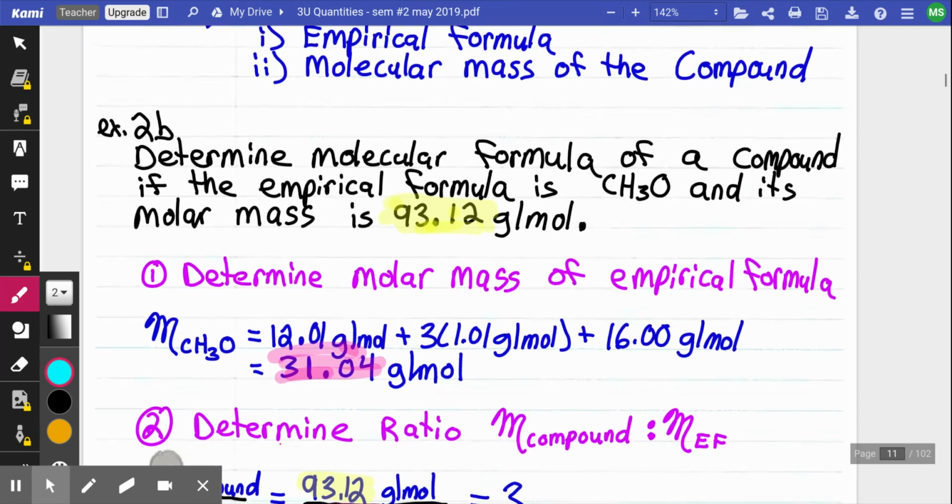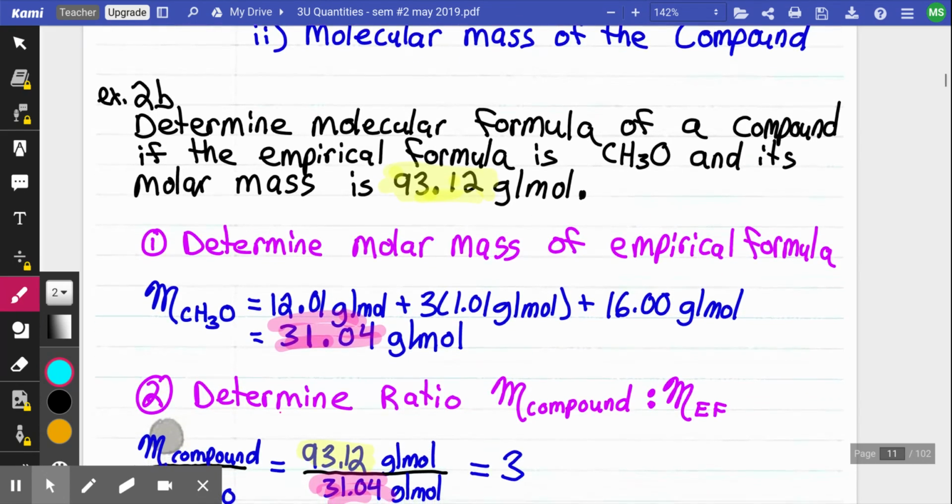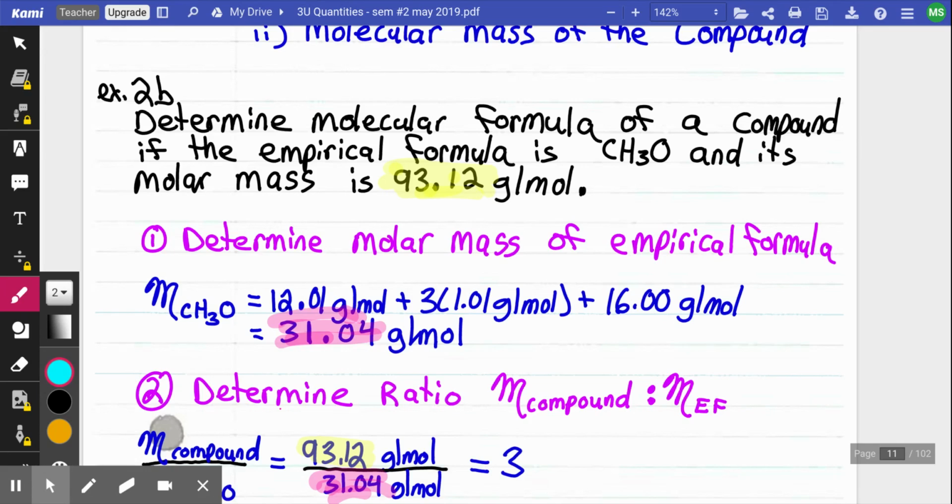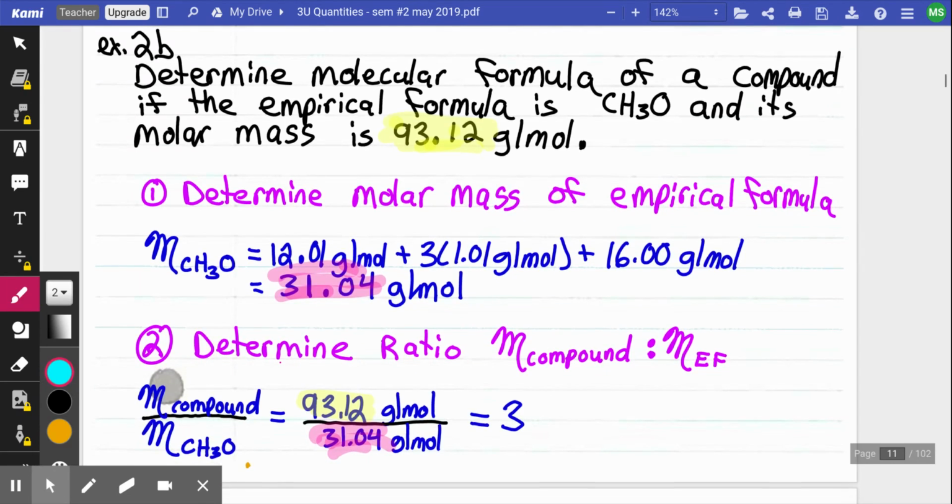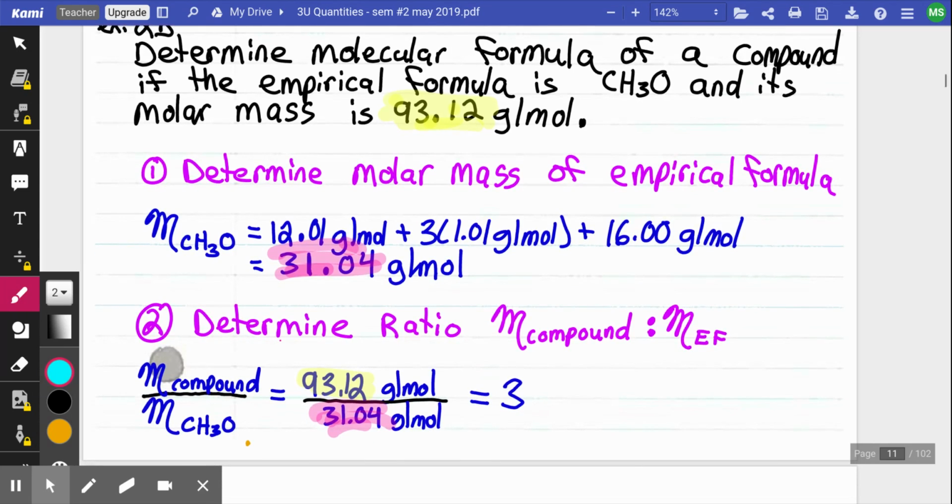Now I'm going to take this number and determine my ratio of the molar mass of my compound to the molar mass of my empirical formula. So it looks like this: my molar mass of my compound divided by my molar mass of my empirical formula. My molar mass of my compound is 93.12 grams per mole, and the molar mass of my empirical formula, which I just calculated, is 31.04 grams per mole. I do the math, and I get a 3.